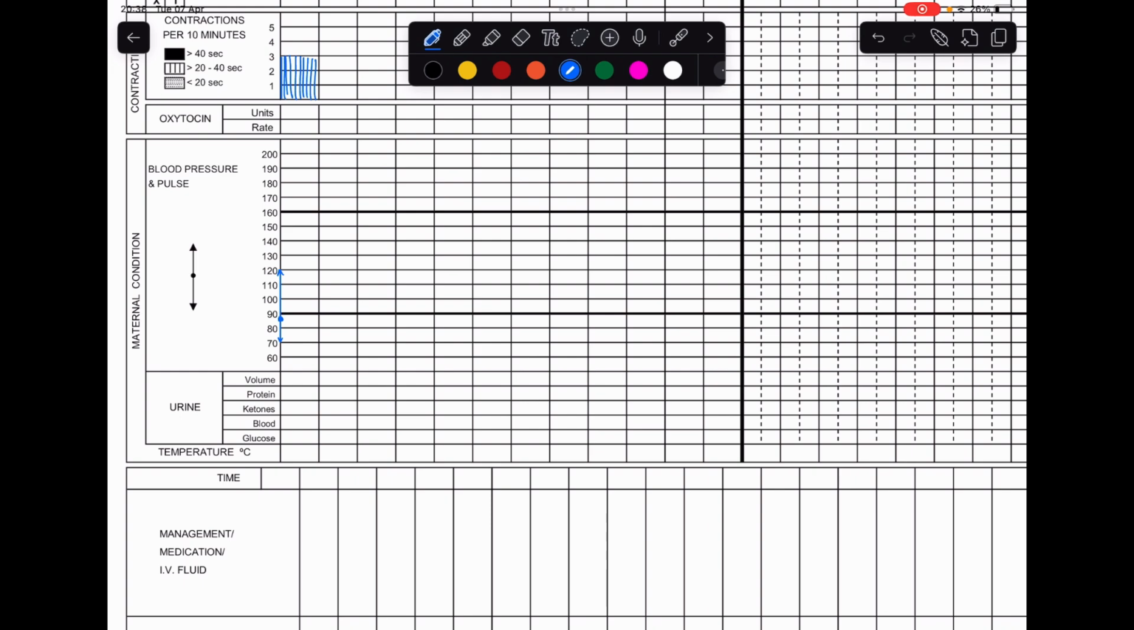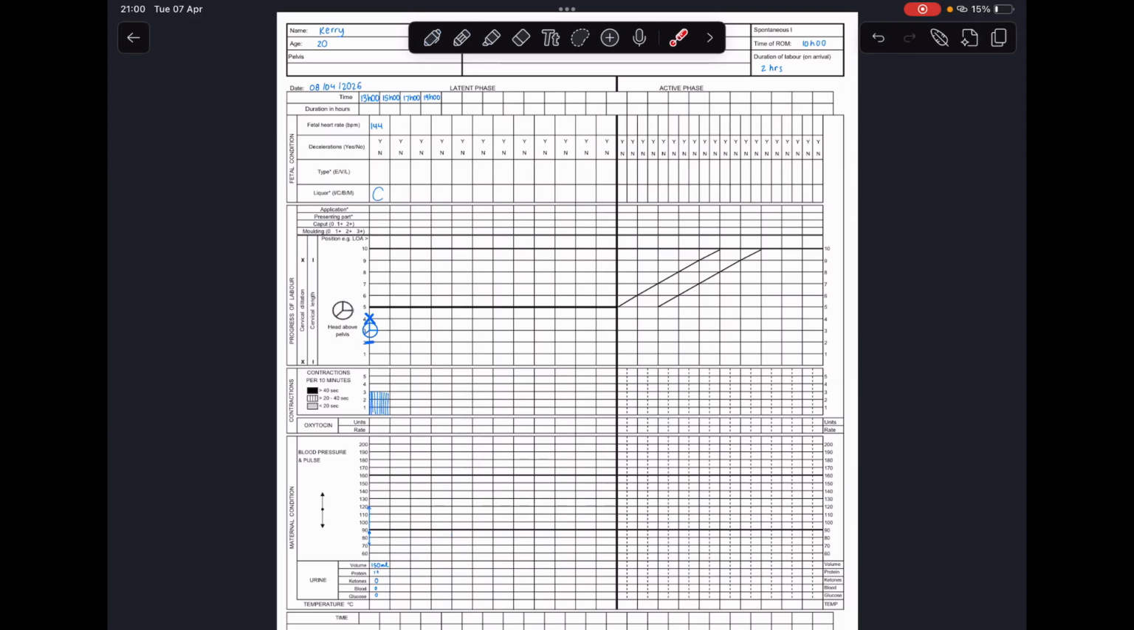As urine is passed, you should record the volume as well as the relevant findings that appear on the urine dipstick. In this case, protein was +1 and everything else was 0. In the latent phase of labor, the patient is reviewed 6 hourly, hence the next examination occurred at 7 p.m. For the sake of time, I've already filled it in.